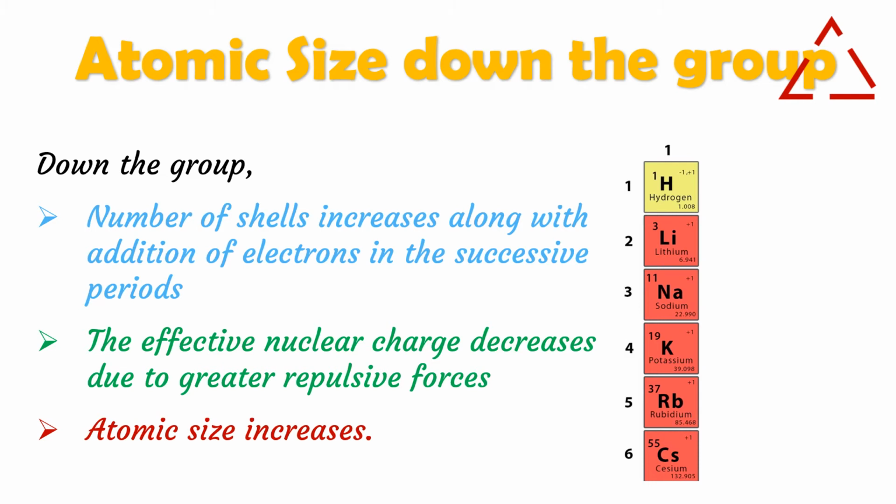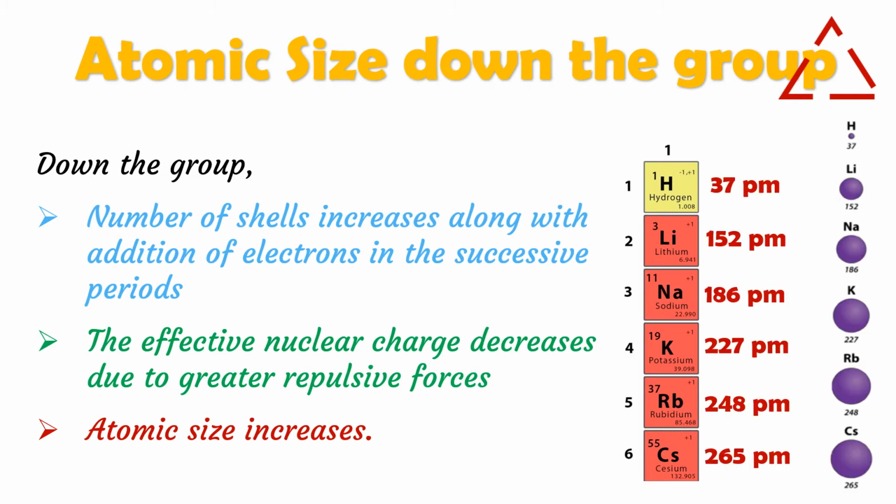For example, when we study the atomic size of the first group, it contains hydrogen, lithium, sodium, potassium, rubidium and cesium. The atomic size of hydrogen is 37 picometer. It has only one shell, while cesium, which has 6 shells, has an atomic size of 265 picometer.